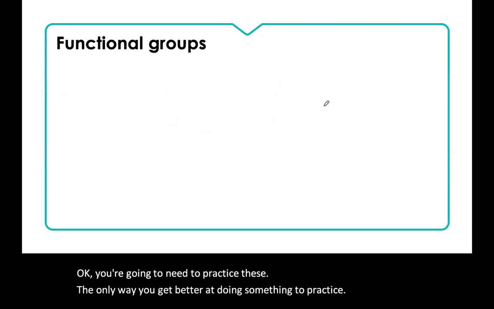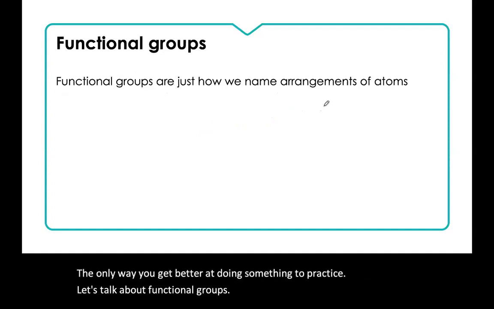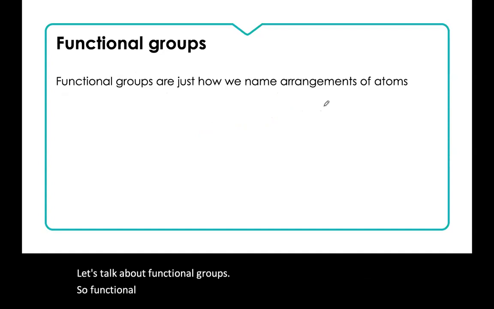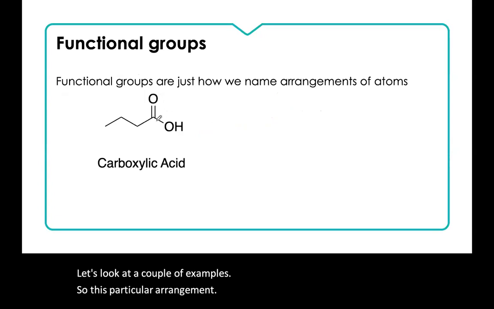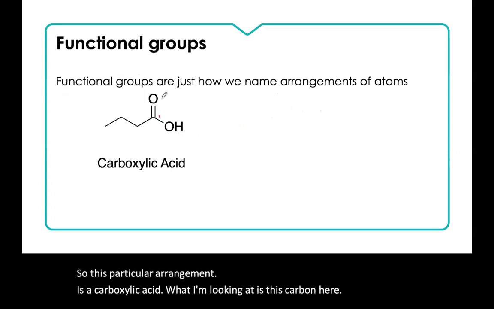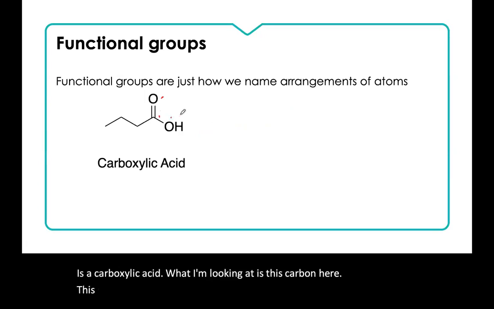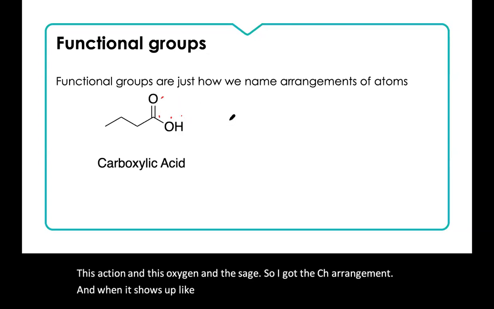Let's talk about functional groups. So functional groups are just how we name arrangements of atoms. Let's look at a couple examples. So this particular arrangement is a carboxylic acid. What I'm looking at is this carbon here, this oxygen, and this oxygen, and this H. So I got the COOH arrangement, and when it shows up like this, we call that a carboxylic acid.